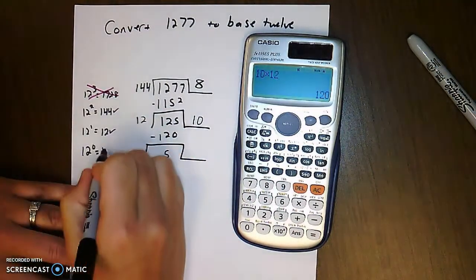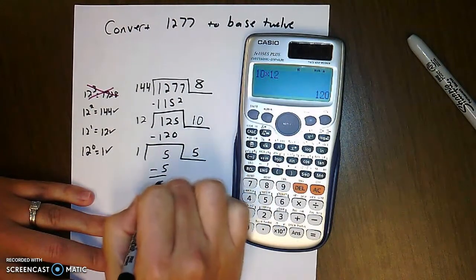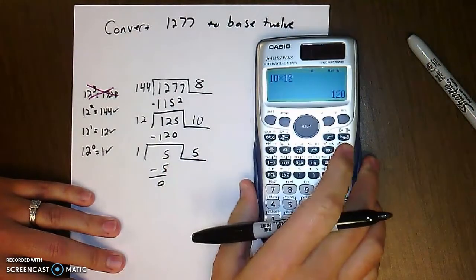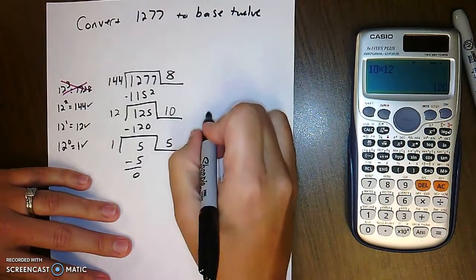I've used the 12. Now I get to use the 1. 1 goes into 5, 5 times, I get 5, I subtract it, I get 0. Okay, so we're done with that part, but now we have to figure out what our actual number is here.